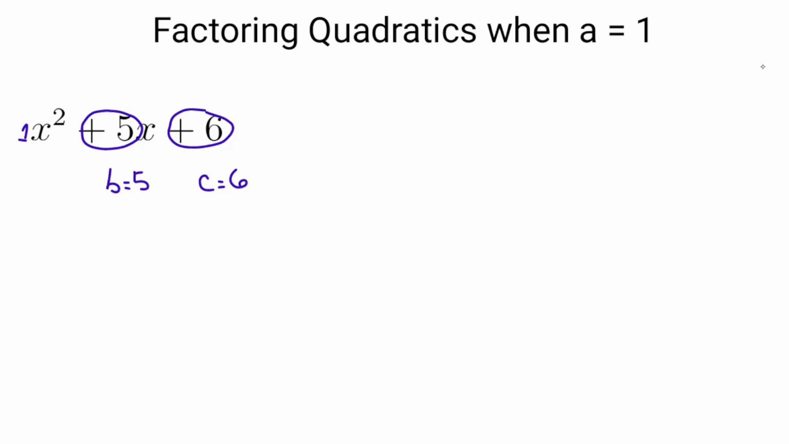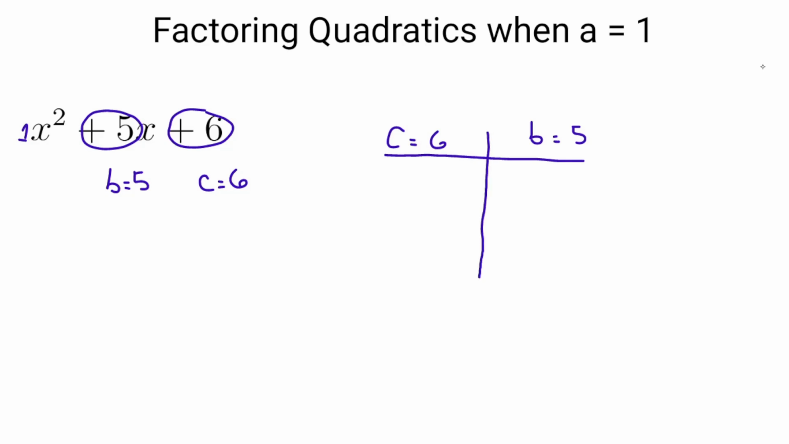And now we need to find two numbers that will multiply to give us C. So they need to multiply to give us 6. And those same two numbers need to add to give us B. So they need to add to give us 5. And I like to make a table like this. Put C on the left and B on the right.